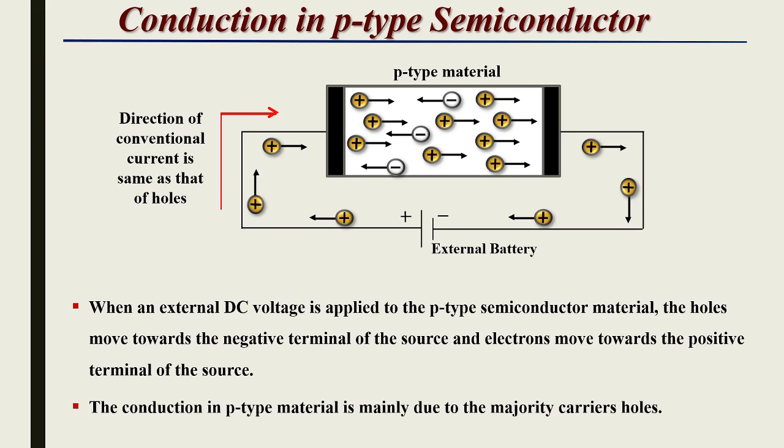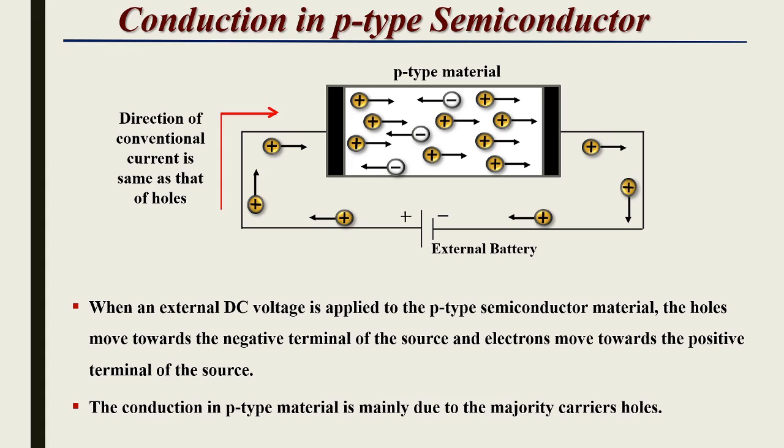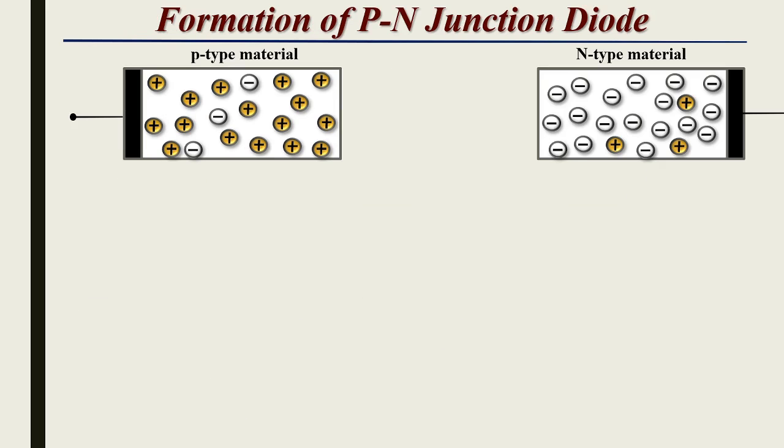And the conduction in p-type material is mainly due to the majority charge carriers, which are nothing but the holes. So that's why these holes are called the majority charge carriers, and these electrons are called the minority charge carriers. And again, the conventional current flows from positive to negative.